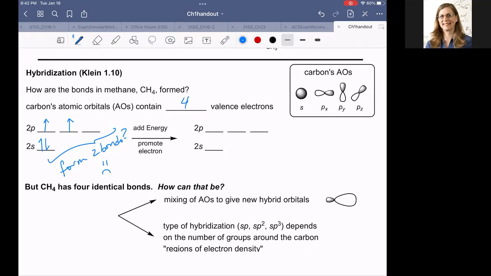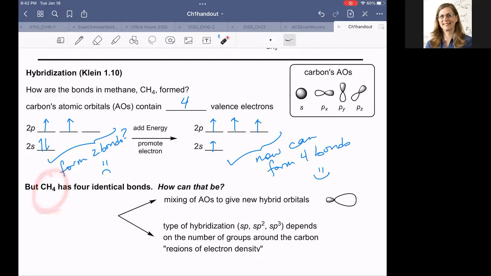So that's pretty easy. All we have to do is add in a little energy and promote an electron, and we could very easily imagine a carbon atom with four unpaired electrons that are ready for bonding, ready to be shared. That is nice because now it can form four bonds, which is what we're expecting. But here's the next puzzle. Here's the next riddle we have to solve.